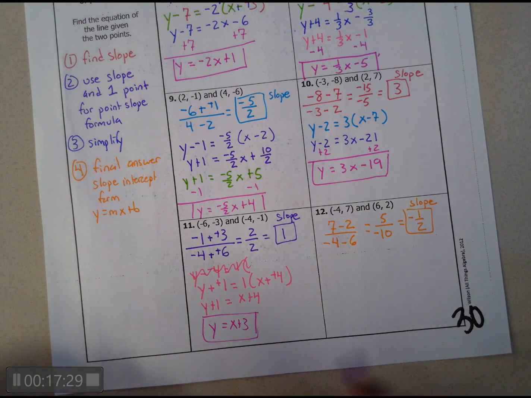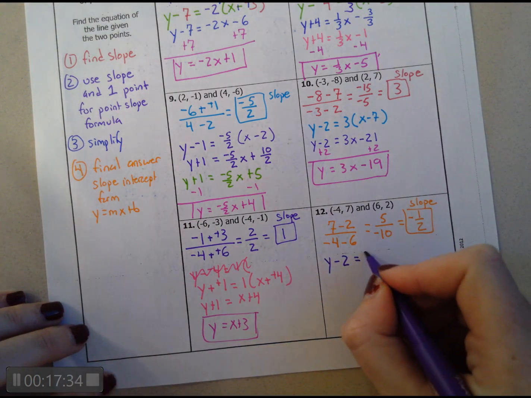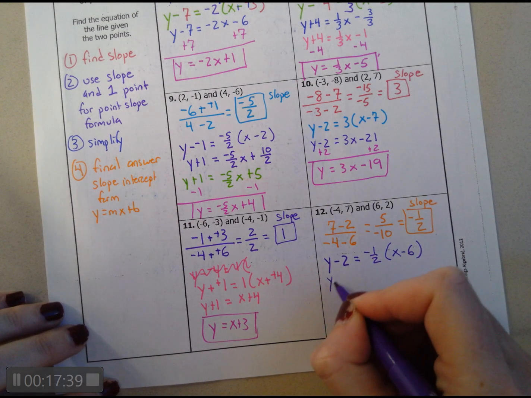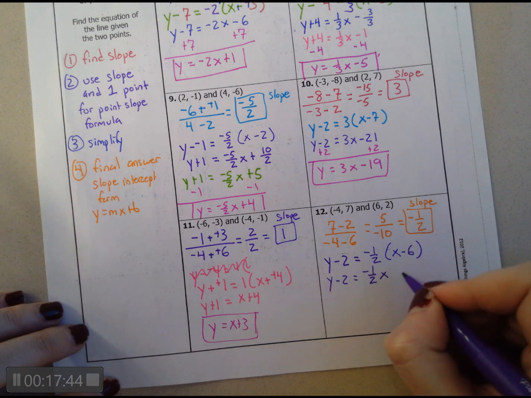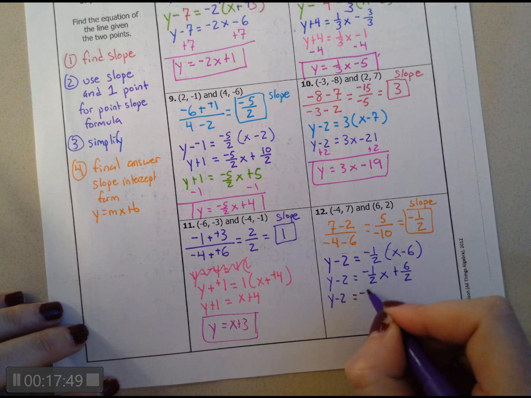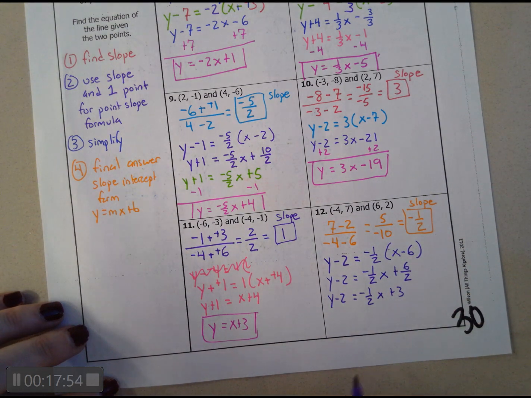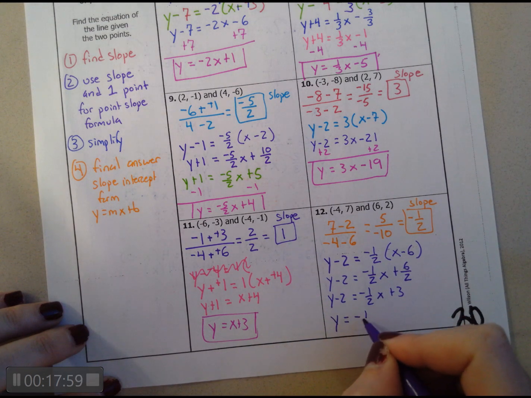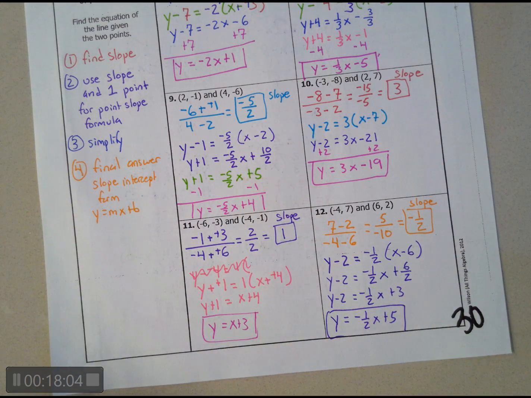And then we will have y minus 2 equals negative 1/2 times x minus 6. Y minus 2 equals negative 1/2 x, and then plus 6 over 2. Minus 2 equals negative 1/2 x plus 3, because 6 divided by 2 gives me 3. And then we're just going to add this 2 to both sides to get y equals negative 1/2 x plus 5 as our final answer. Okay.